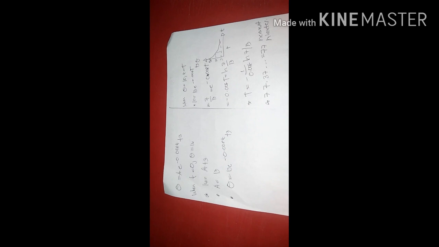If we substitute these two into the equation, we get 16 equals the constant A multiplied by e to the power of 0. e to the power of 0 is 1, and then plus 3. So A equals 13. Theta equals 13 e to the power of minus 0.008 t plus 3. So let's move on to this one.